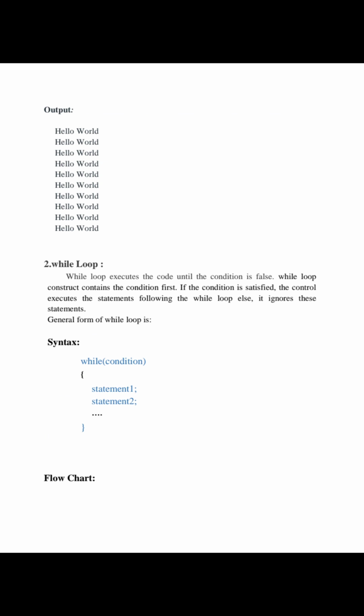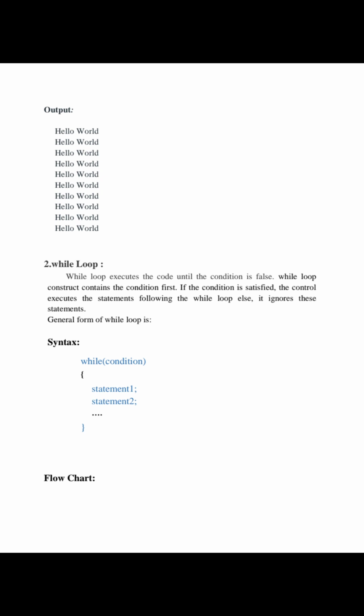Next, the while loop. The while loop executes the code until the condition is false. The while loop contains the condition first. If the condition is satisfied, the control executes the statements following the while loop, else it ignores these statements.